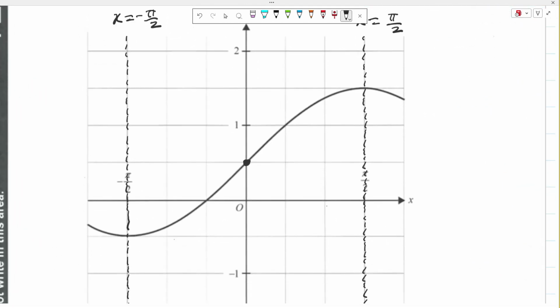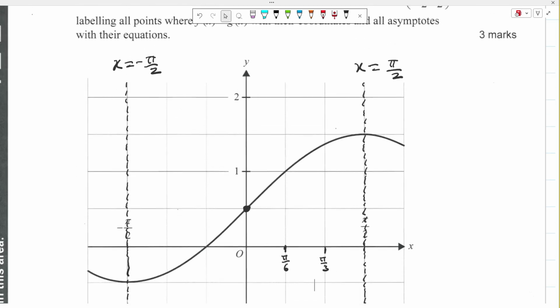So at x is equal to pi on 3, which is going to be right here, because this one's pi on 6, this is pi on 3. Right, so at x is equal to pi on 3, they intersect right there.